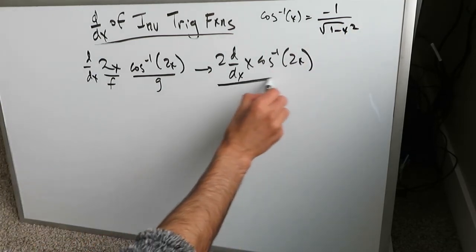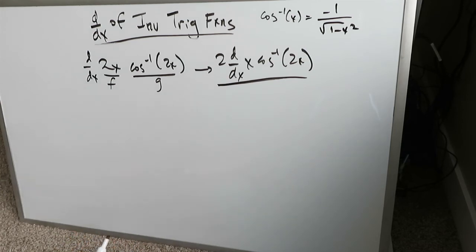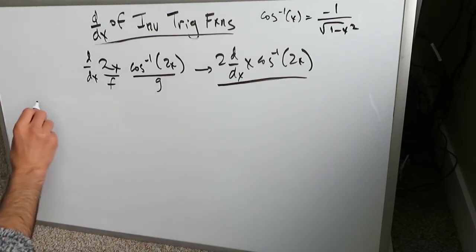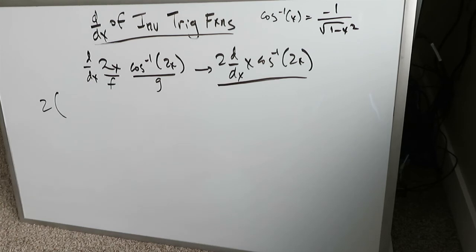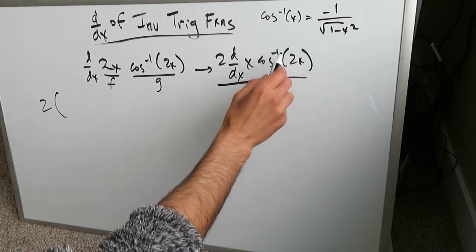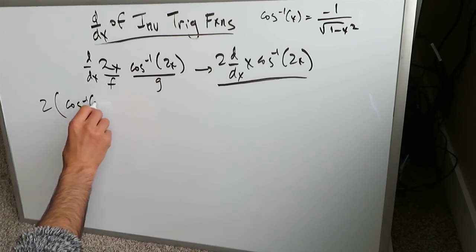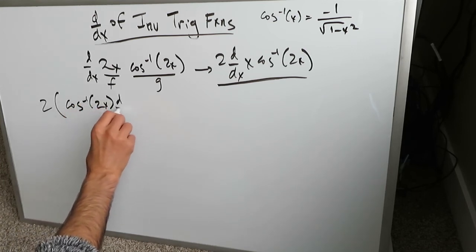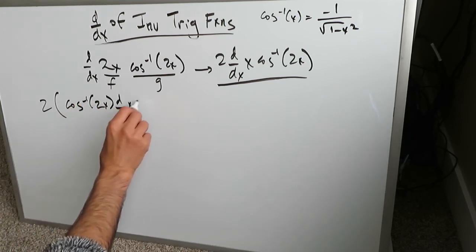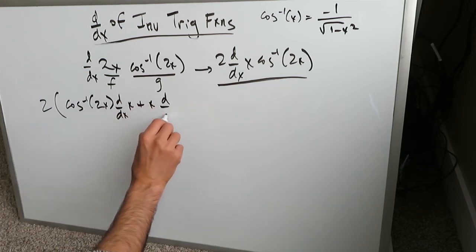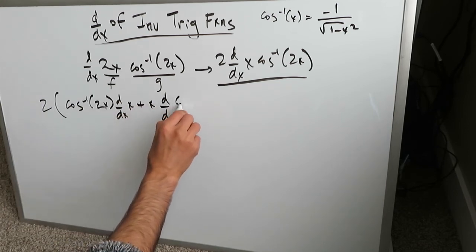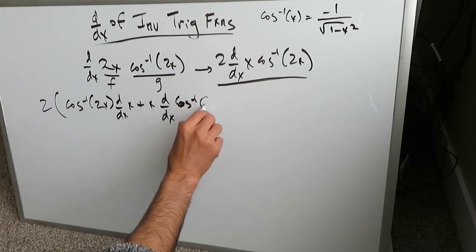So this is what I'm looking at over here, so I have to use the product rule and the chain rule. So let's start doing it. Let's bring the 2 out as we have and proceed from there. We're going to use the g function and the f function. The original g function, cosine minus 1 of 2x, multiplied by the derivative of the f function, plus the original f function multiplied by the derivative of the g function, cosine minus 1 of 2x.